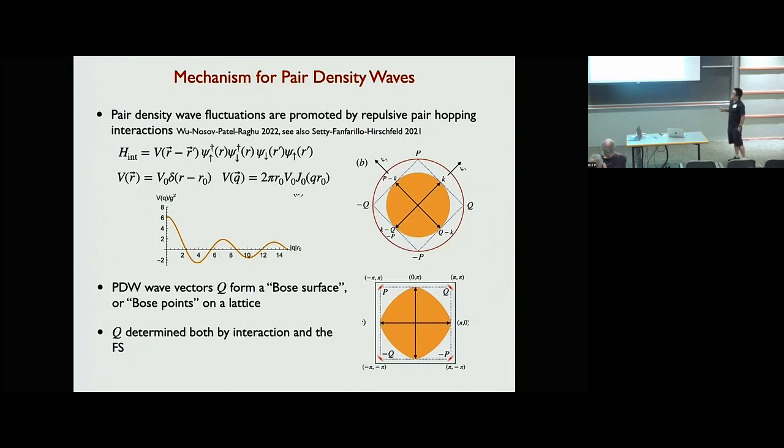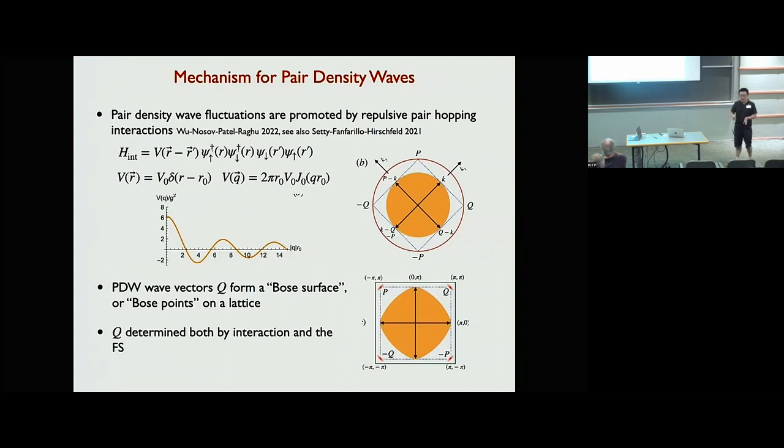So if you Fourier transform this kind of interaction to momentum space, then you will see these oscillations as a function of Cooper pair momentum. And of course, this interaction in the pair hopping channel will be renormalized by the fermion bubble, but still, usually it gets the attraction at some finite momentum, which is Q. And this Q is determined both by the interaction, as I said, and also by the Fermi surface properties, because the Fermi surface tends to also renormalize that.